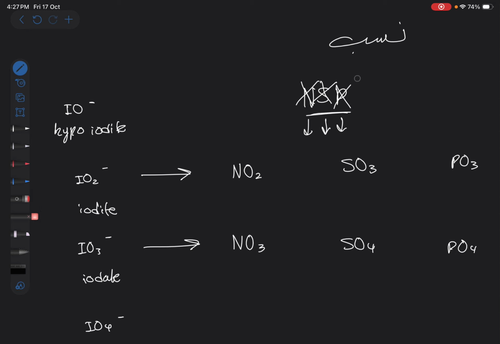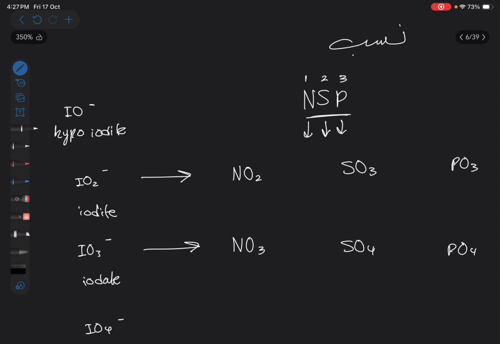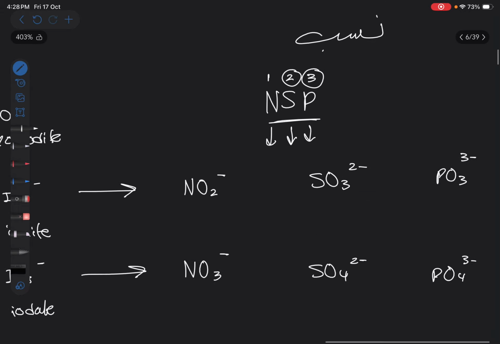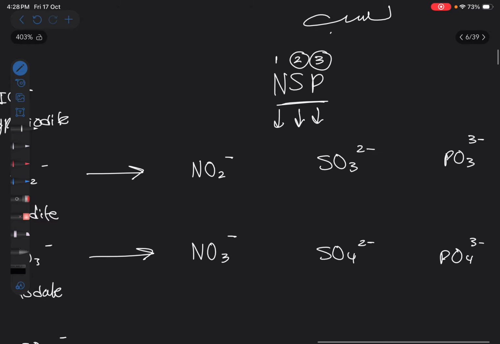Now we're done. What about the charges, you may ask? 1, 2, 3, right? So N goes first, S goes second, P goes third. So these correspond to the charges. So it's negative 1, negative 1. Now the S has a 2, so 2 minus, 2 minus. P has 3, so 3 minus, 3 minus. Easy? Easy.